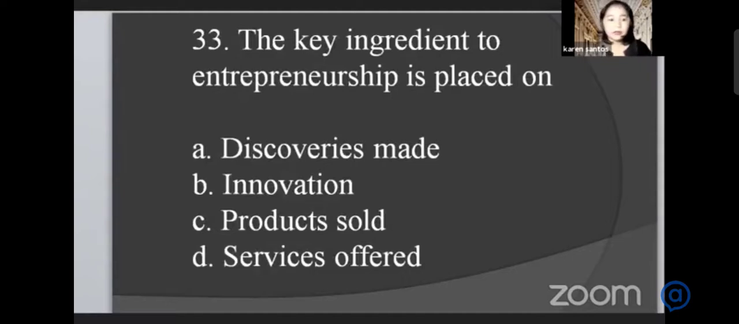So for question number 33, the key ingredient to entrepreneurship is placed on A, discoveries made, B, innovation, C, product sold, D, services offered. Okay, so what is the correct answer?